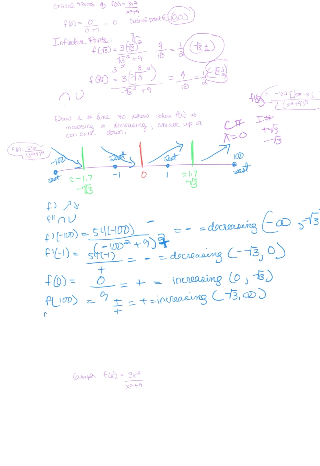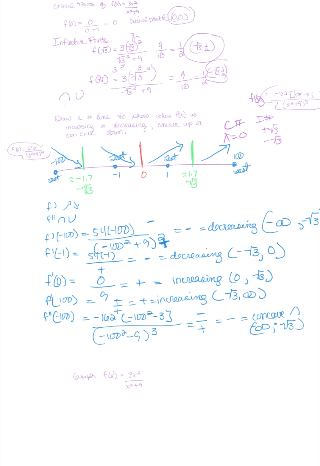Okay, now let's plug in our test values into the second derivative. So we have f'' of -100, and our second derivative was over here: -162 times x squared, which is going to be -100 squared, minus 3, over -100 squared minus 9, cubed. So we have 100 minus 9 on the bottom, cubed. This is going to be a positive. The top is going to be a negative. So we have a negative, therefore we are, oops, not decreasing. We are concave down from negative infinity to negative square root of 3.